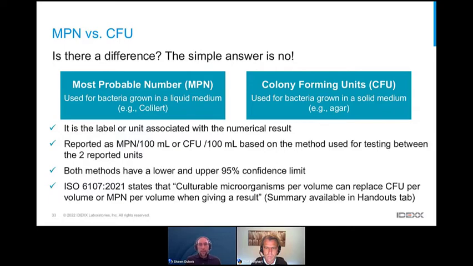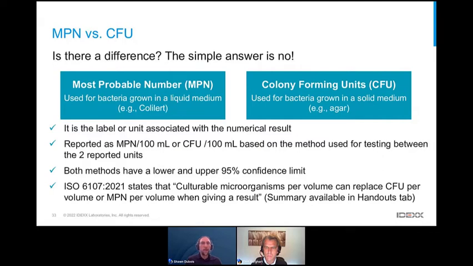MPN and CFU are basically a label or a unit associated with your result. If you see a result with an MPN, it tells you that the result was obtained using a liquid-based media, such as Colilert. Whereas if you see CFU, which is a colony forming unit, that tells you that the number was obtained using a solid media, such as an agar plate that either has a filter or not. So you're just attaching a label to your result, and that tells people how the result was obtained. They can both be used.